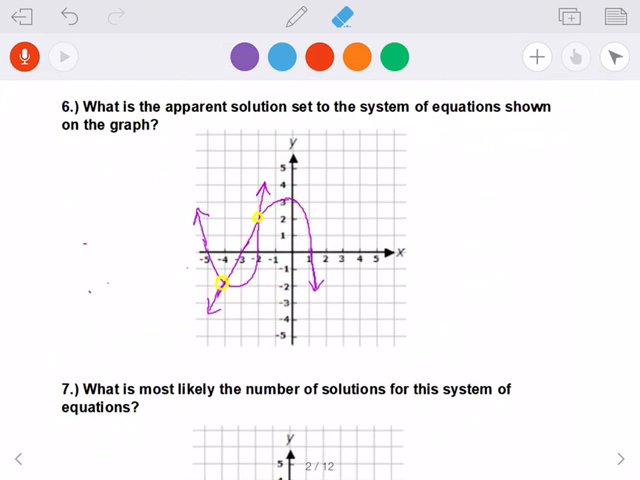Number 6, what is the apparent solution set to the system of equations shown on the graph? Well, solution is where they intersect each other, not where they touch x. So remember, when you have 2 things graphed, it's where they intersect each other. If you have 1 thing graphed, it's where it touches x. So 2 things graphed where they intersect each other, right here that ordered pair is negative 4, negative 2. And then also right here that ordered pair is negative 2, 2.